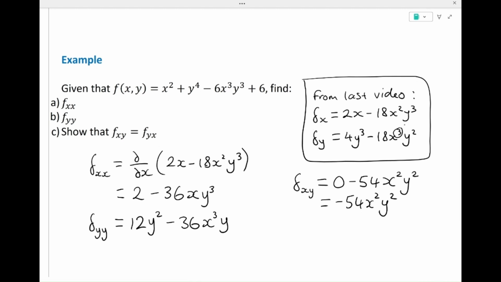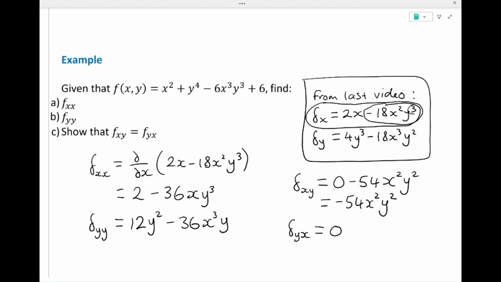Now let's do my other mixed derivative, fyx. That means you do the partial derivative with respect to x first, which is up here. And now we're going to partially differentiate with respect to y. So 2x, well, x is a constant, so that's a constant term, so that's going to become 0. And then my next term is a variable term. It's got y in it.